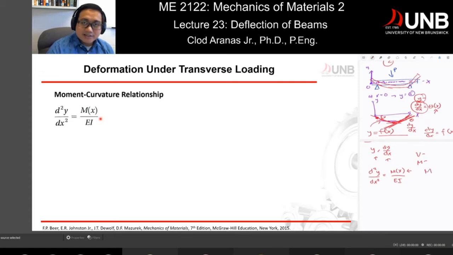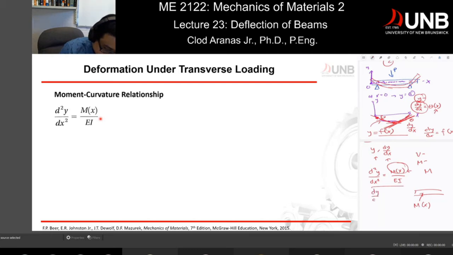Imagine your moment is changing with respect to x. So along your beam, right here, you have to get your M and how your M changes with x, which we are going to discuss later. This is an equation that we have to establish later on. Now, we have a moment equation. We have a second order differential equation on the left. Now, the important thing for us is to get dy over dx because this is the slope of our beam.